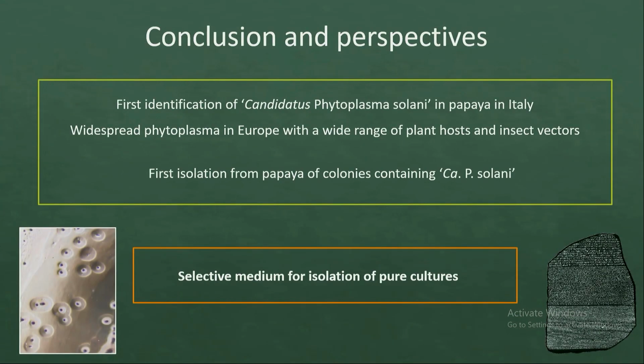So this is the first identification of Candidatus Phytoplasma solani in papaya plants in Italy. This result is in accordance with previous studies that report stolbur in other cultivations of papaya around the world. Candidatus Phytoplasma solani is a widespread phytoplasma in Italy and in many countries of Europe, and it has a wide range of plant hosts. So we can add papaya to the long list of plant hosts for stolbur in Europe. This is also the first isolation trial performed successfully from papaya tissue, and we could obtain colonies containing Candidatus Phytoplasma solani together with other microorganisms, endophytic bacteria.